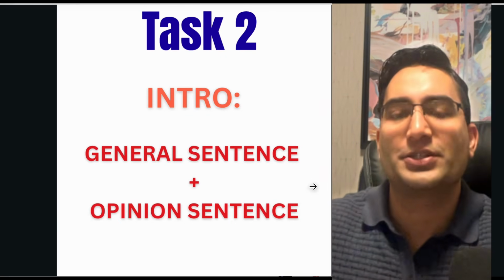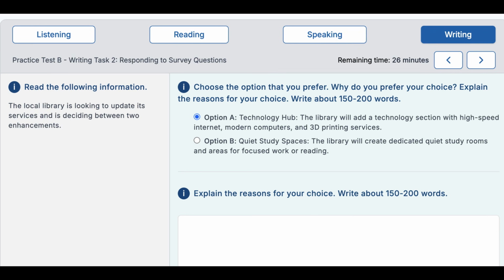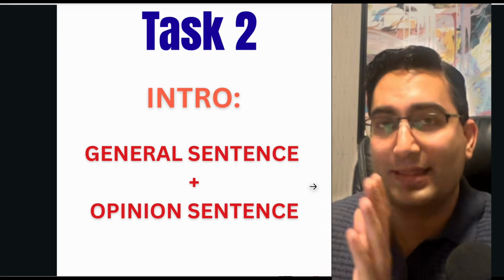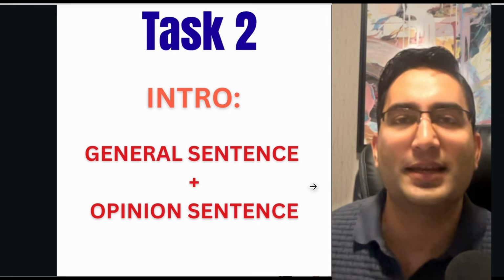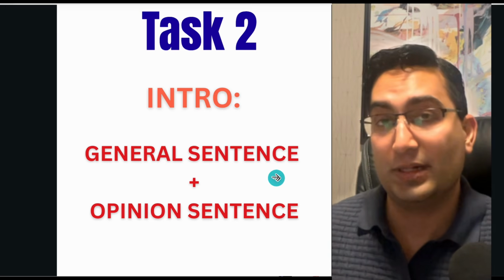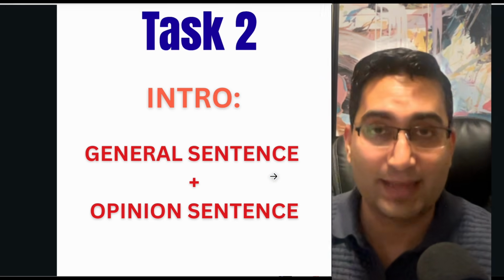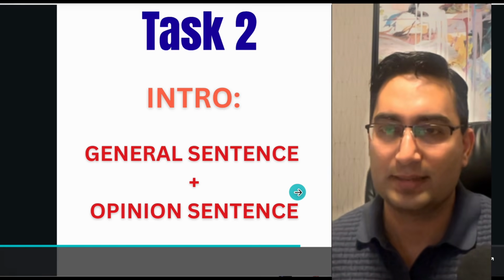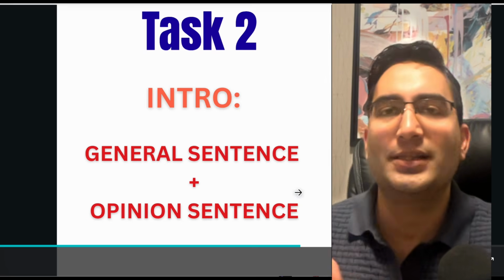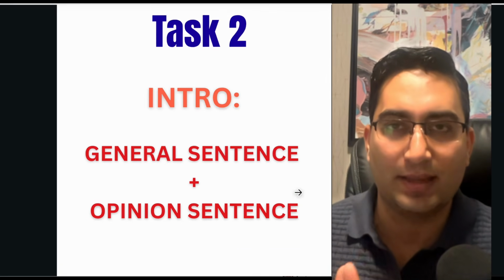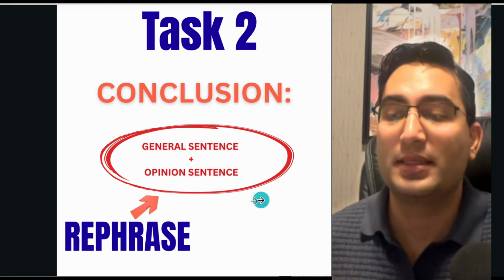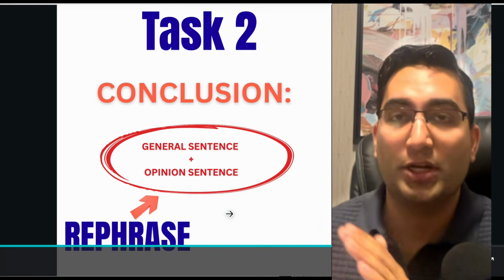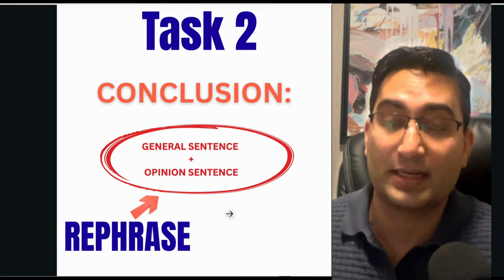When we talk about task 2, we're given two options, option A, option B. You pick one option, you write your opinion on that. But before we start on the subject, let's talk about the intro. Here, you just need two sentences. The general sentence, which we'll talk about with some examples, and an opinion sentence. Just remember that for now. A general sentence and an opinion sentence goes in the intro. In the conclusion, it's the same things, but they're just rephrased. The general and opinion sentence are just rephrased in the conclusion.